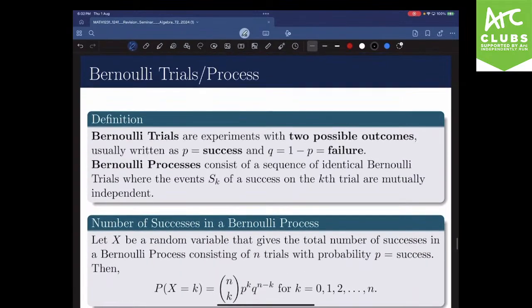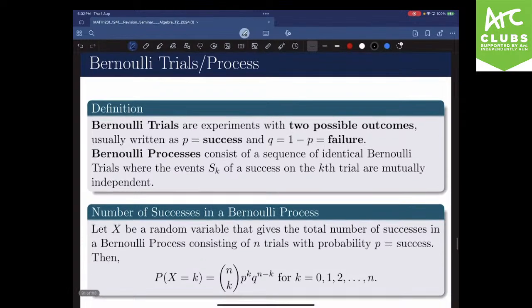Next up, we have Bernoulli trials and processes. A Bernoulli trial occurs once. We only have two possible outcomes. p is success, q is failure, and q is equal to 1 minus p. Important thing: Bernoulli trials only occur once.